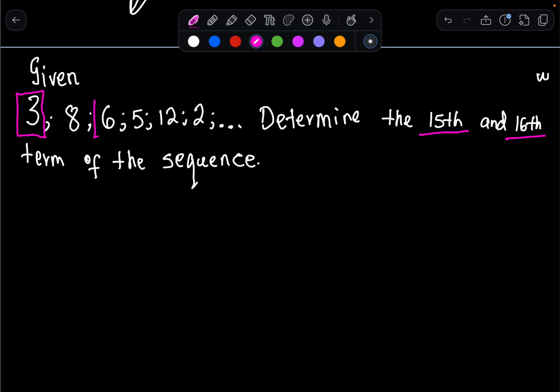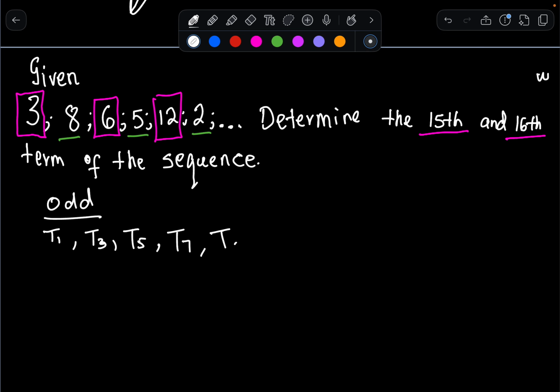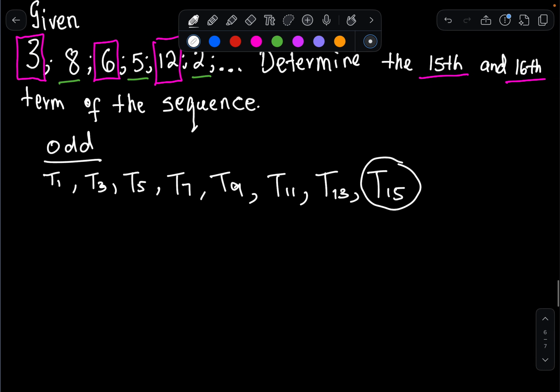Term 1, term 3, and term 5. That gives you a pattern. And also, the even positions give you a pattern. So to make things simple, I'm going to do this. We can agree that for odd, we're looking at position 1, position 3, position 5, position 7, position 9, position 11, position 13, position 15. I'm going to stop at 15 because that's what we want to get.